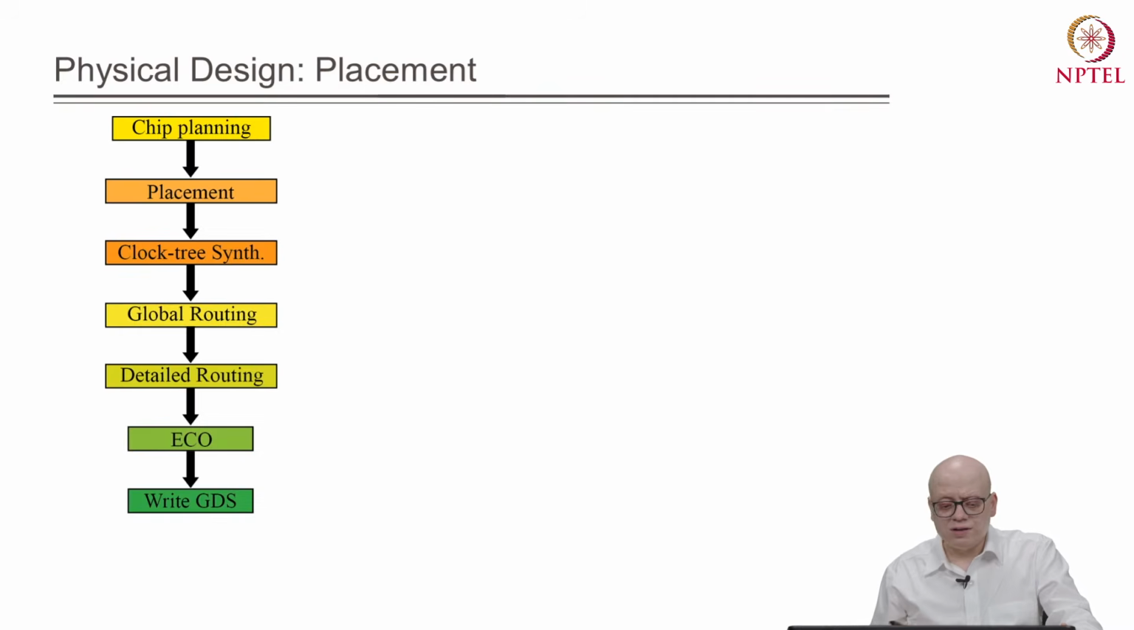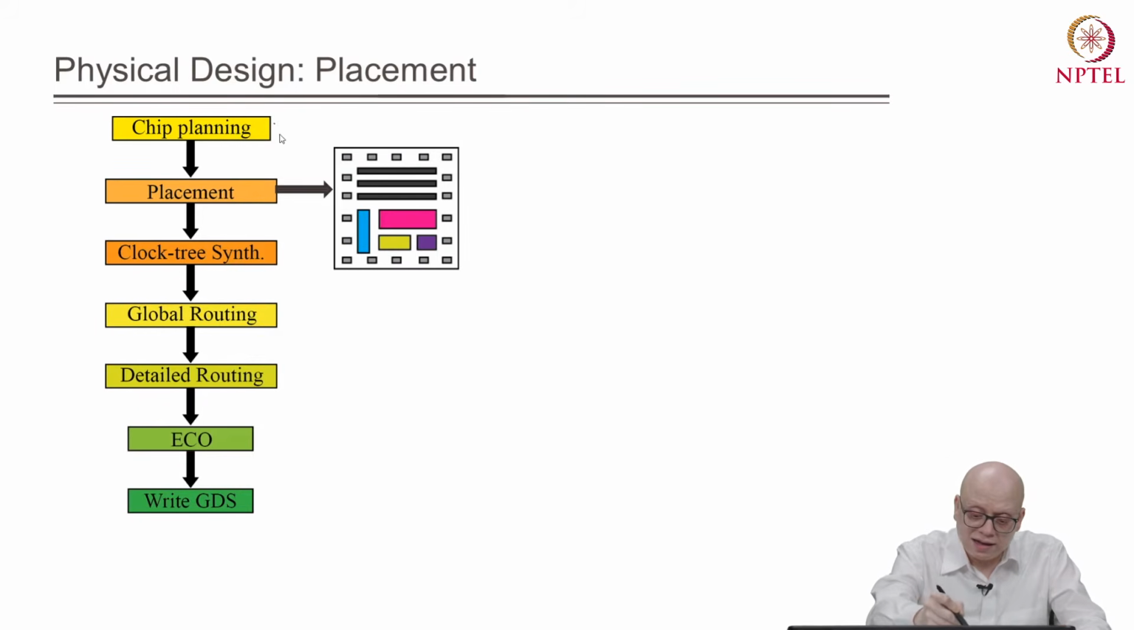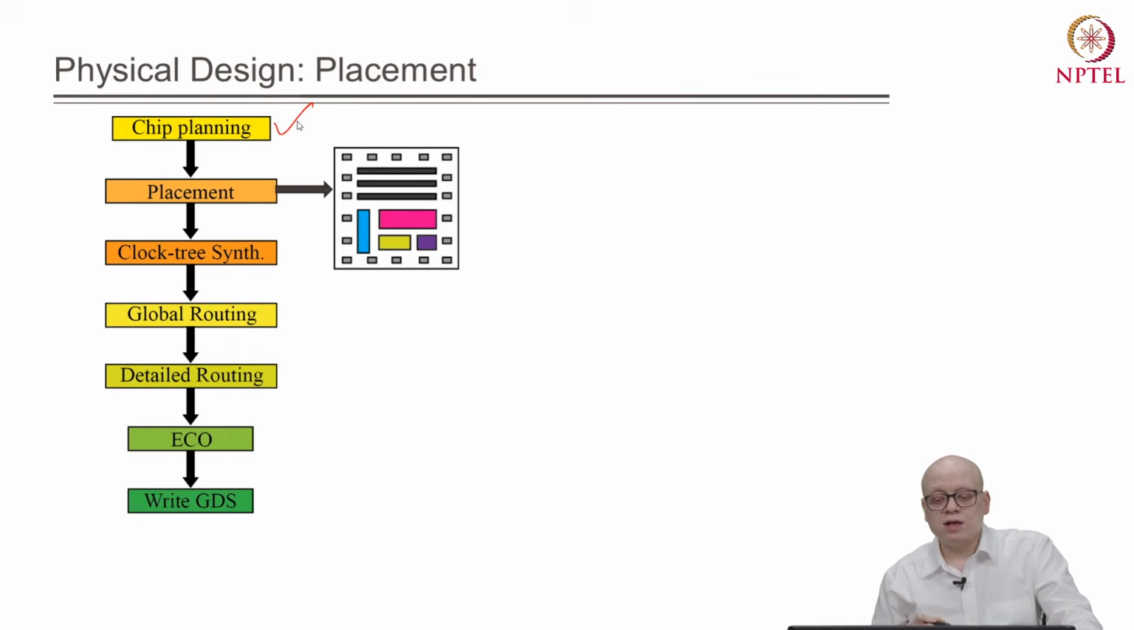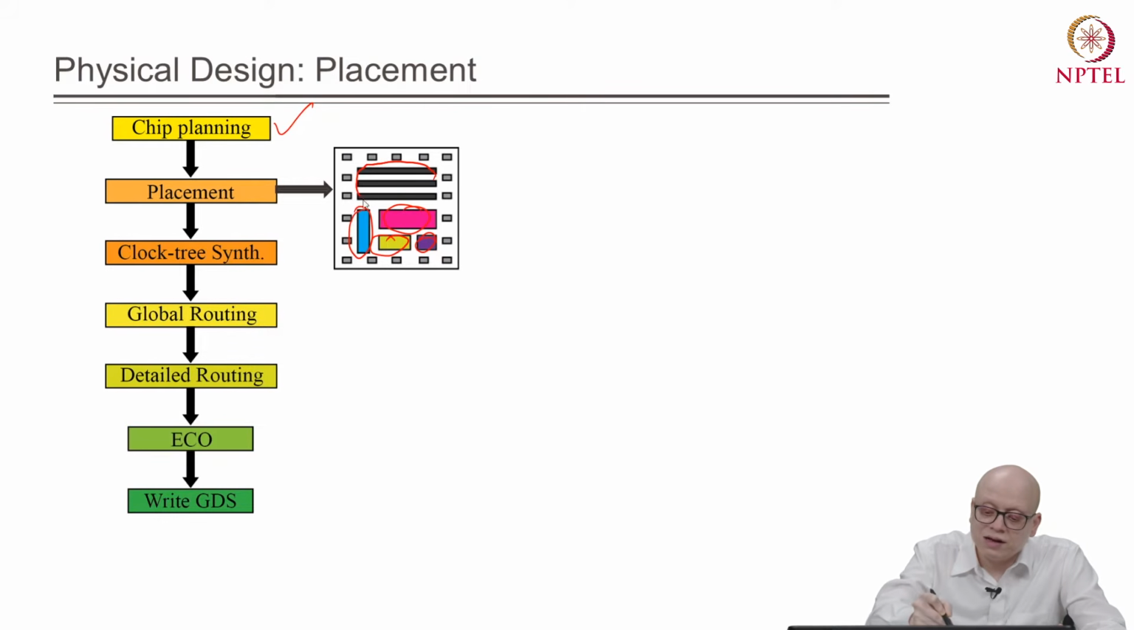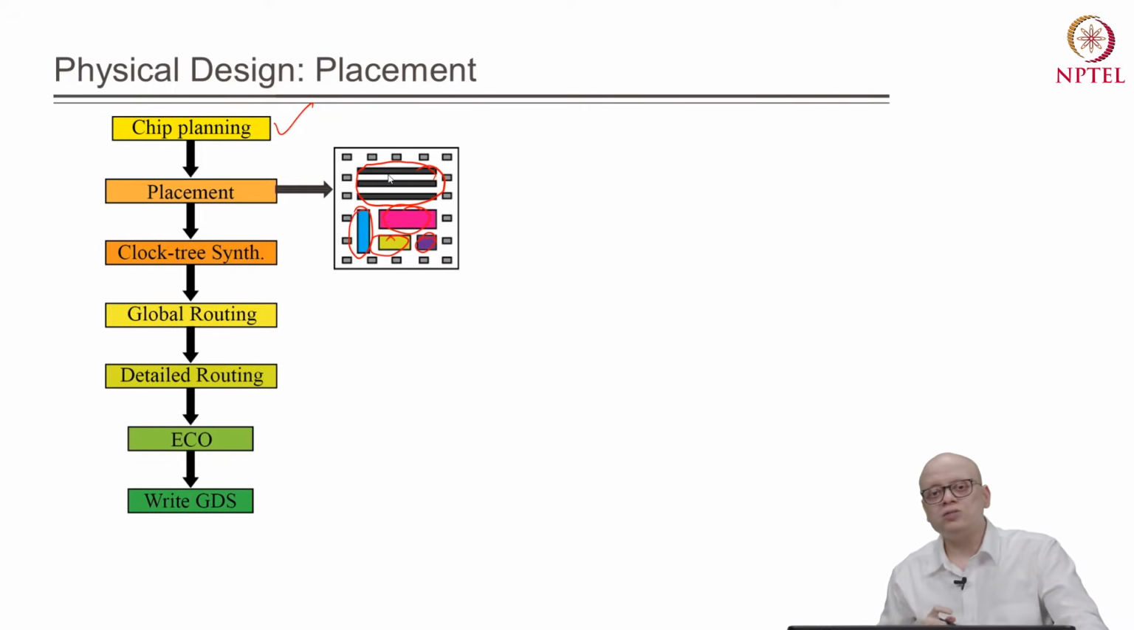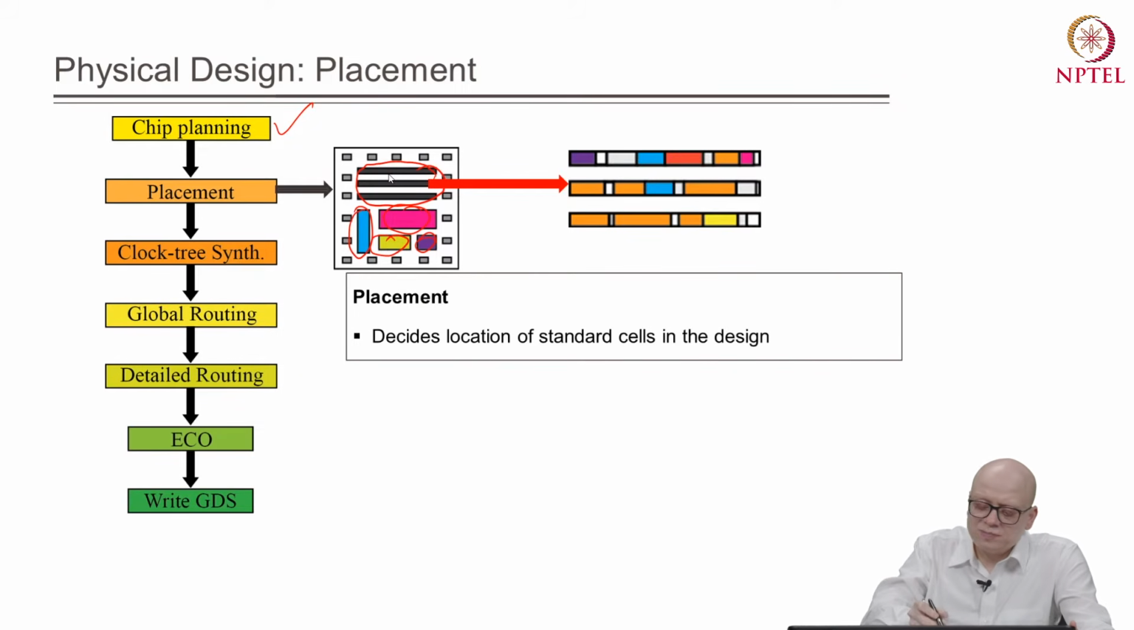So, after we have done the chip planning, then comes the step of placement. Now, in the chip planning stage, we have defined the location of the bigger entities only, the macros or the subsystems or blocks of the design. But for the standard cells, we have only defined a region. We have not yet placed those standard cells in the given rows on the layout. So, that step of placement of standard cells is done during the placement stage. So, placement basically decides the location of standard cells in the design.